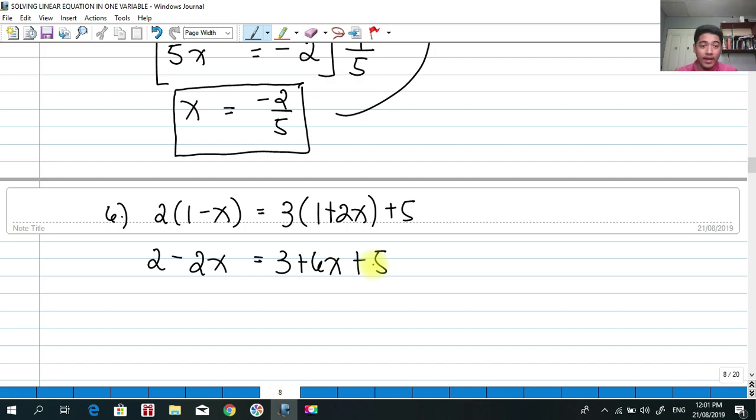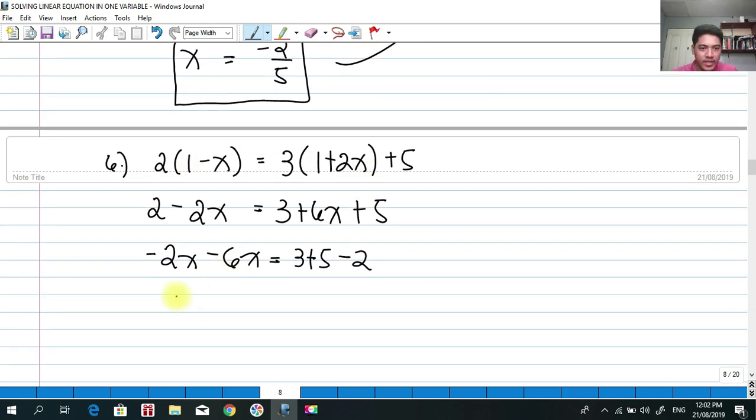Then we're going to combine like terms again. So we have negative 2x here, and I'm going to transpose this negative 6x. So that should now be equal to 3 plus 5 minus 2, because I've transposed the positive 2 to the other side. So this is negative 8x, negative 2x minus 6x. We add them because they have the same sign, and we copy the negative sign. And 3 plus 5 is 8, 8 minus 2 is 6.